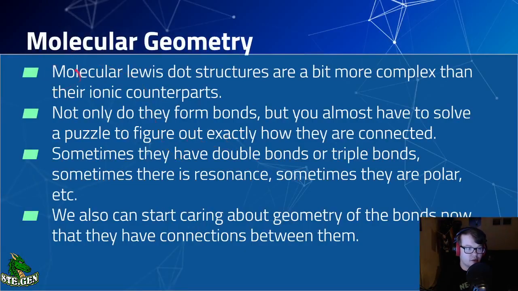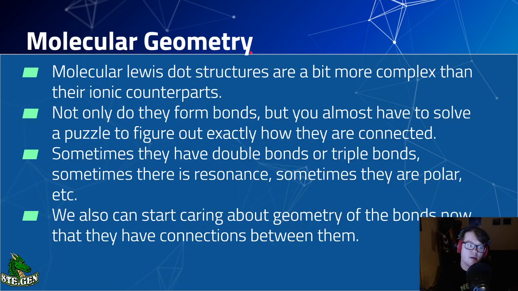So to start with, molecular Lewis dot structures are a little bit more complex than their ionic counterparts. And by a little bit more complex, I mean worth double the points on the test, more complex. Not only do they form bonds instead of just being kind of stuck to each other, but you almost have to solve a puzzle to figure out exactly how they're connected. Sometimes they have double bonds or triple bonds. Sometimes there's resonance. Sometimes they're polar.